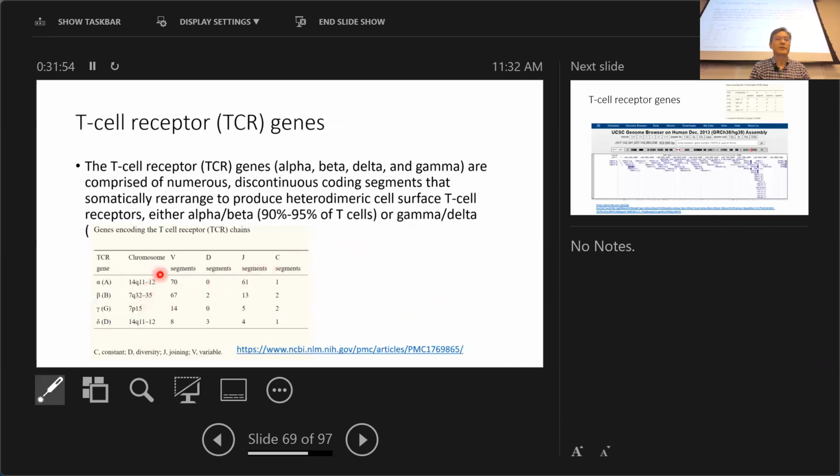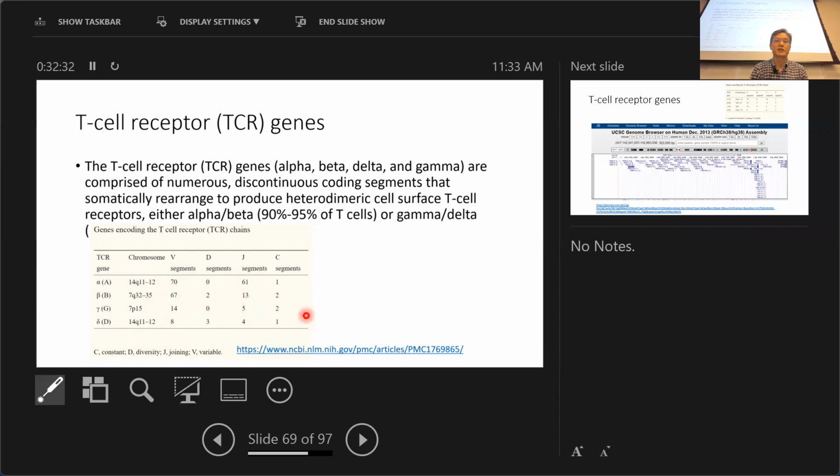Okay, so those are the VDJ segments, as they call them, and where they are located. So the subclusters of those genes for VDJ are on chromosome 14 and on chromosome 7, so different arms. Their combinations, their numbers: there are 70 different types of V and 61 different types of J on chromosome 14.